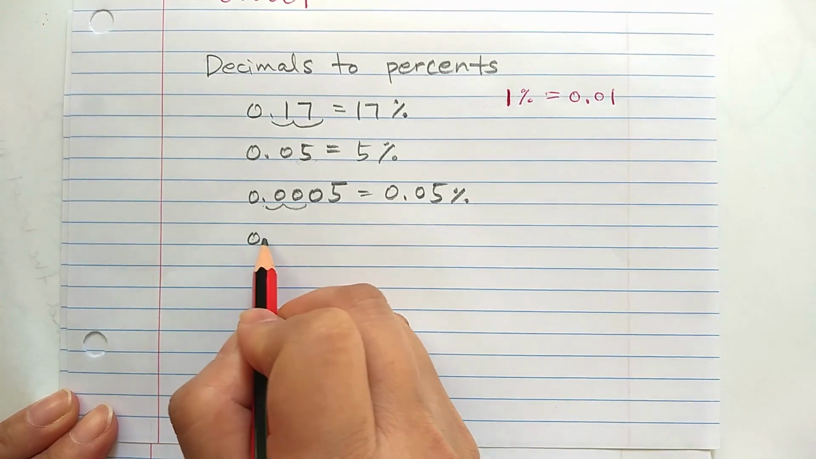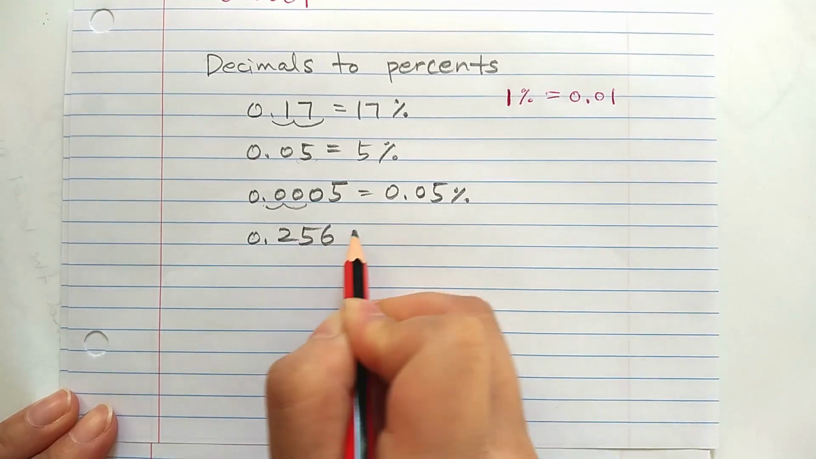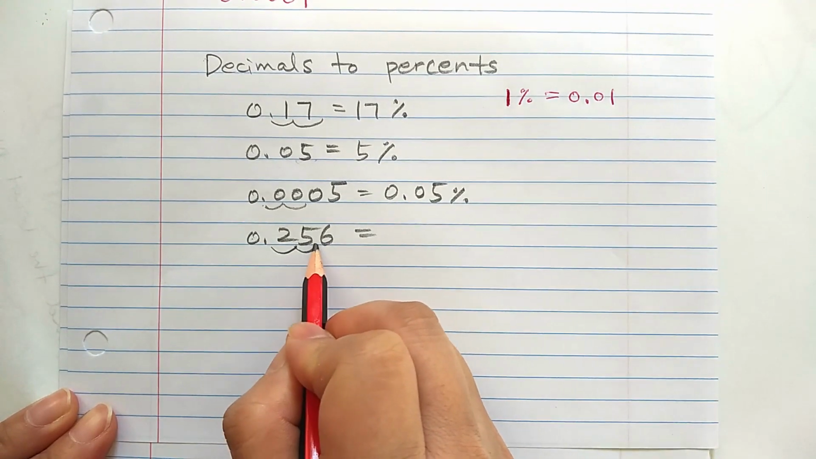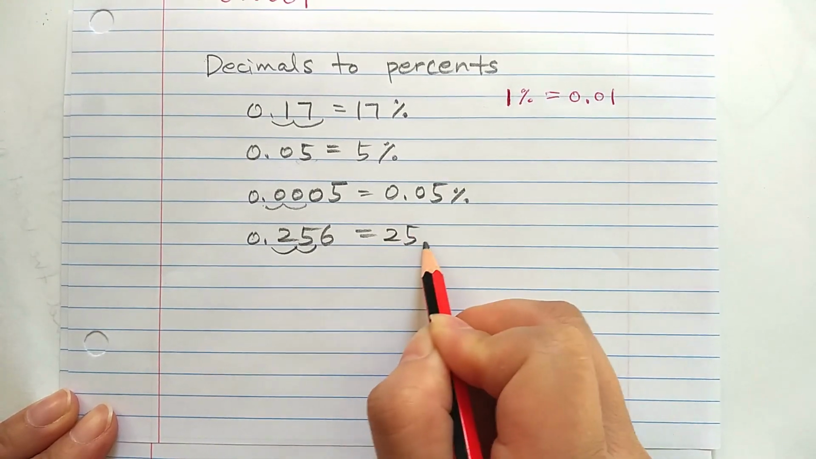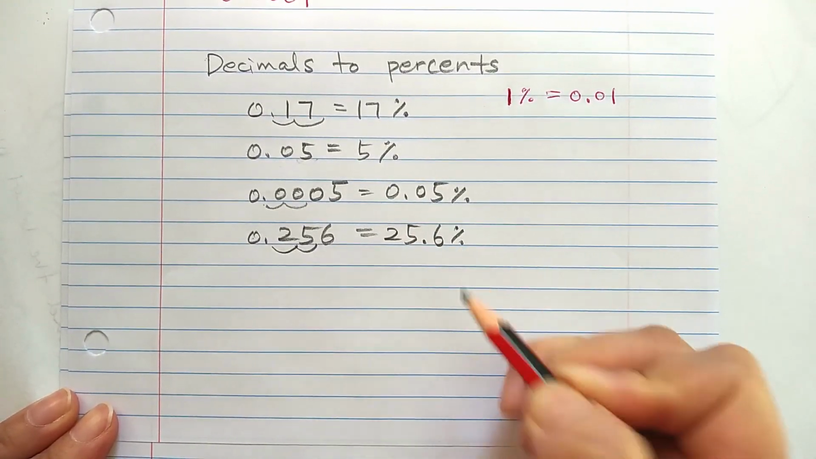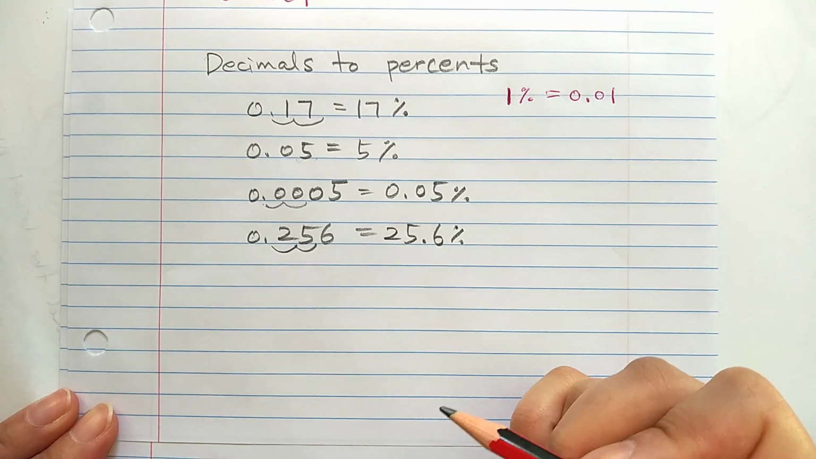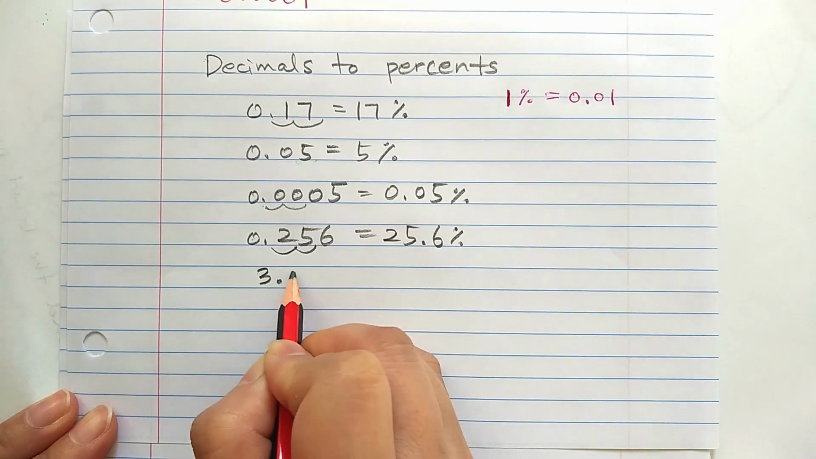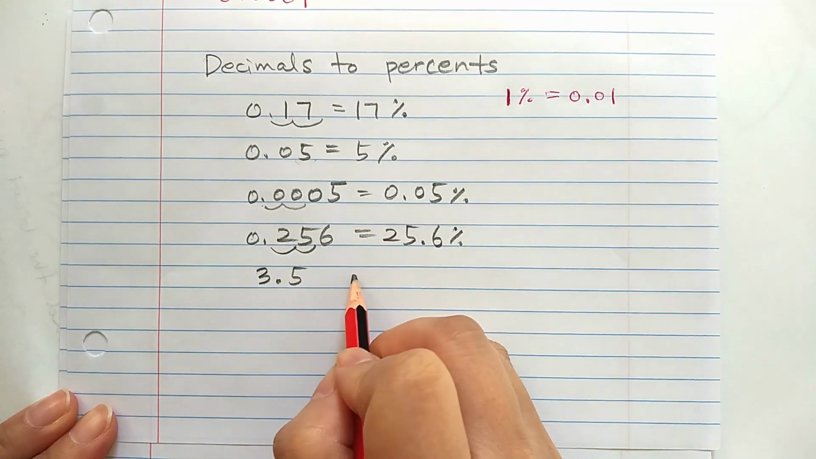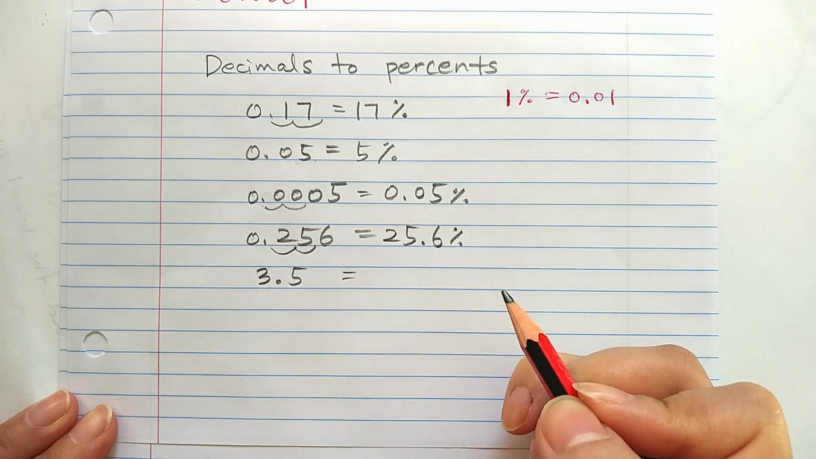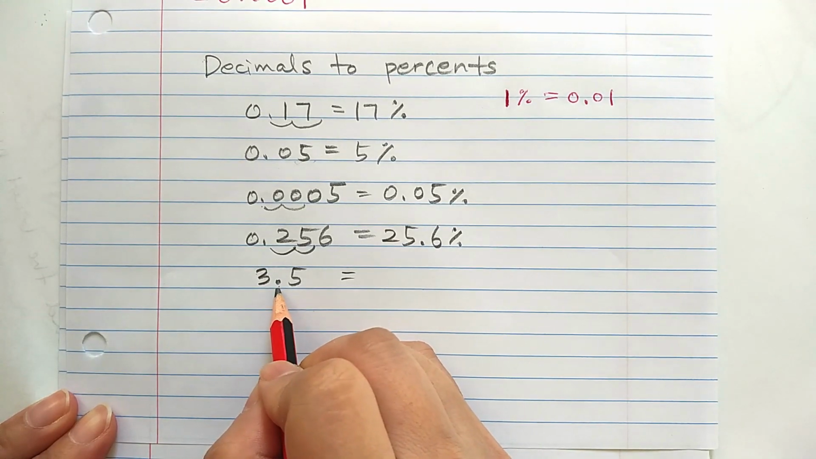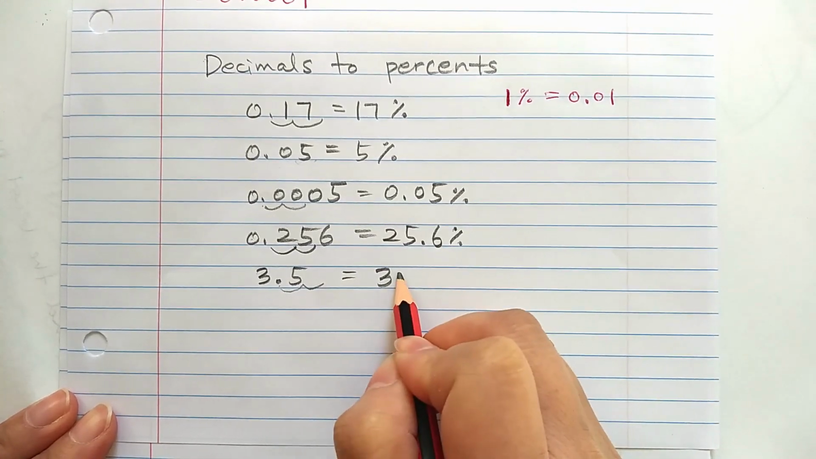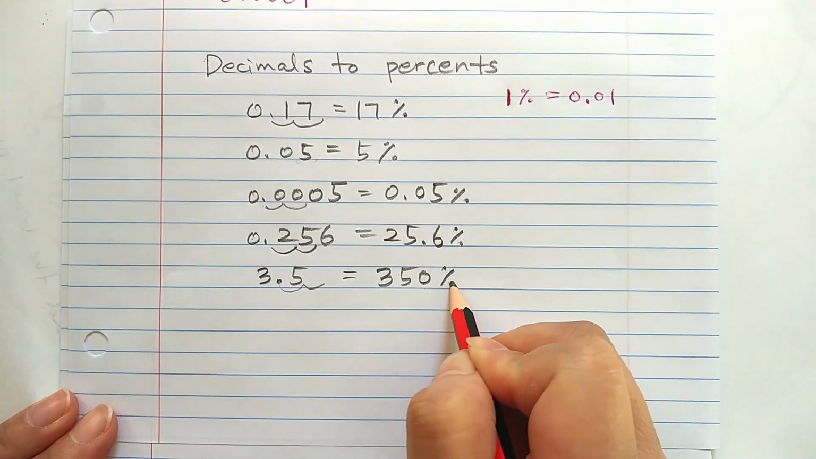How about 0.256? That is equal to 25.6%. How about 3.5 in percent? Move the decimal point 2 steps to the right, that is 350%.